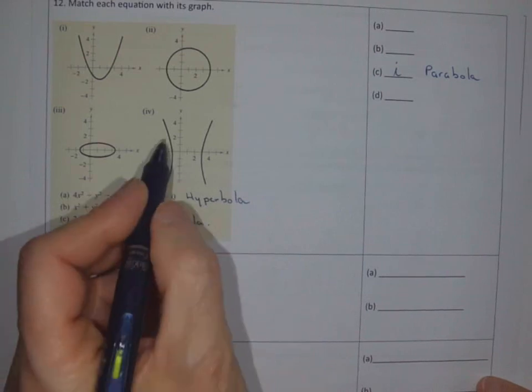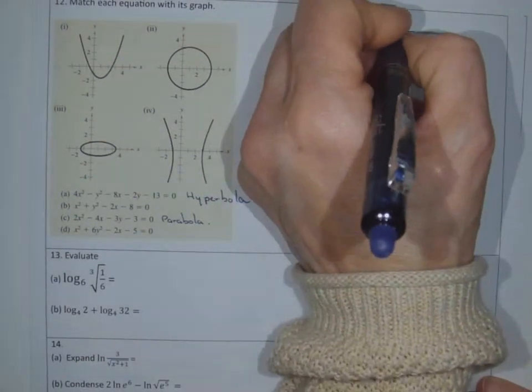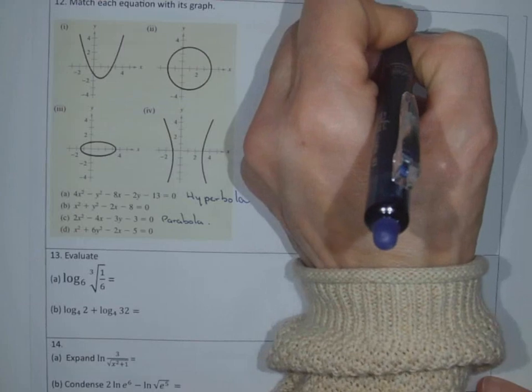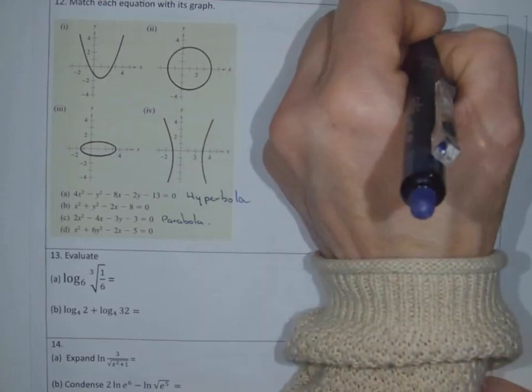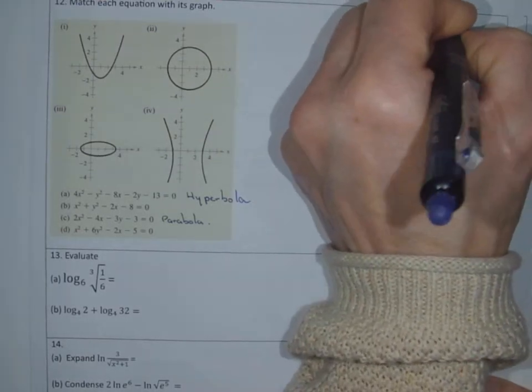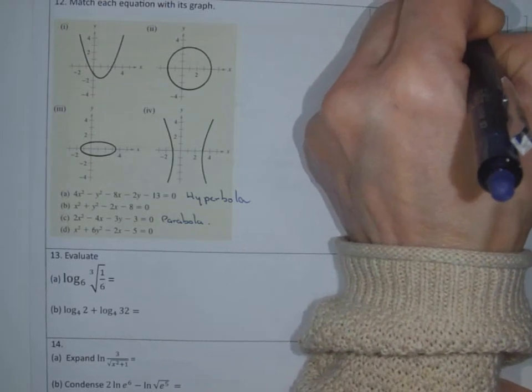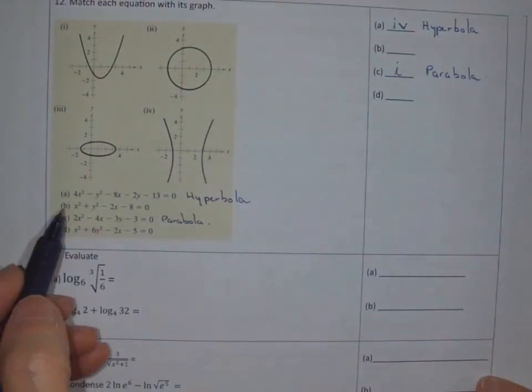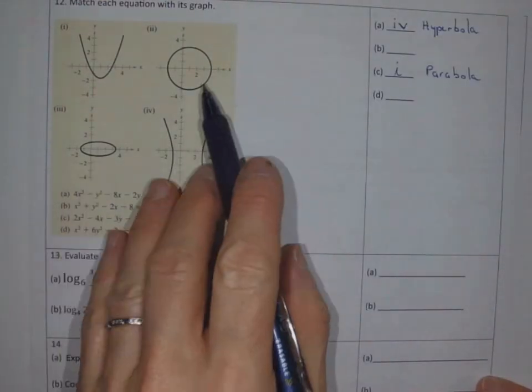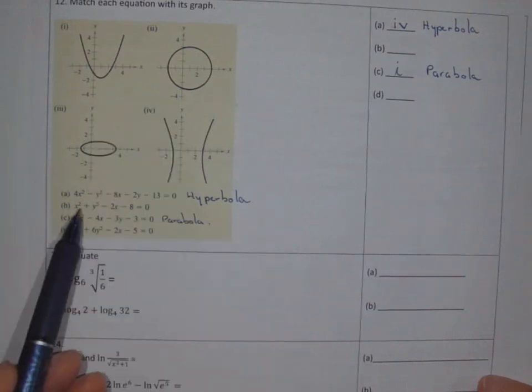So A will be my hyperbola 4. So A will be, and I'm going to write that down, and I would like for you to do that too, hyperbola. Okay? Now we have 2 to go, that's B and C. And so both of those are going to have both variables squared, right? X squared, y squared, x squared, y squared.